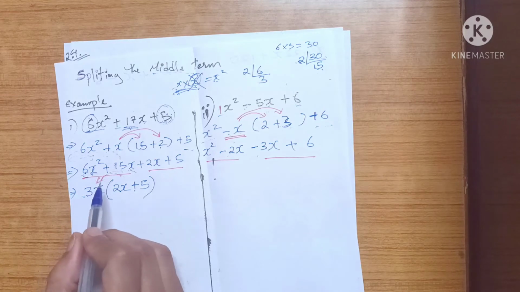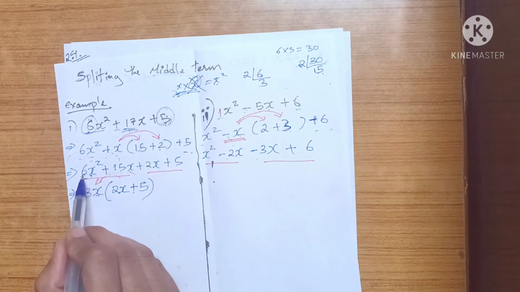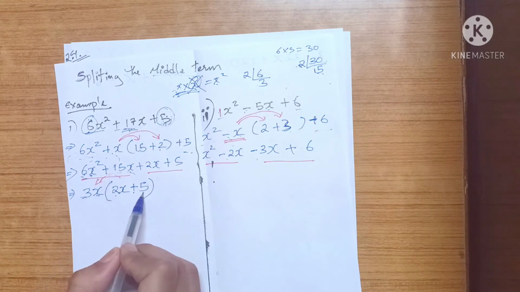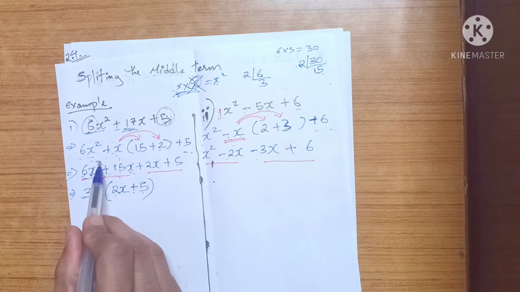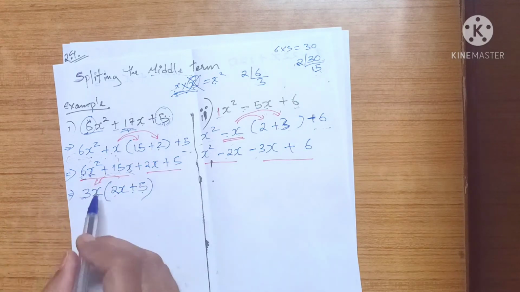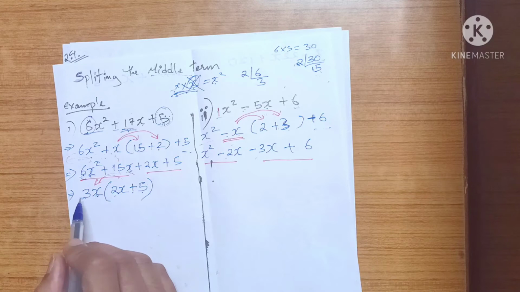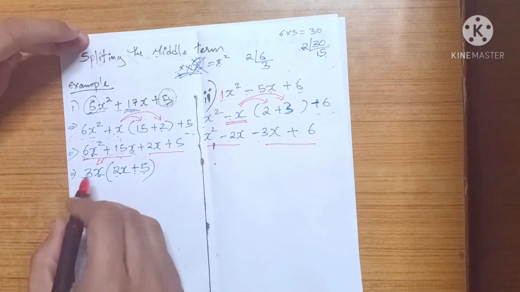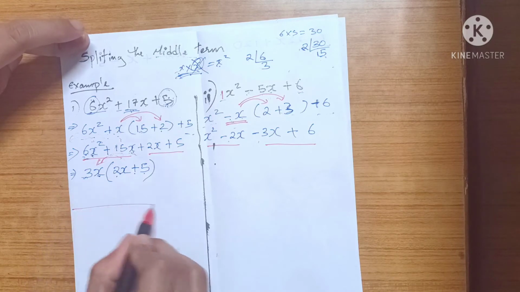So let me repeat that again. 6 divided by 3 is 2. 15 divided by 3 is 5. There was 2x here and there was 1x here. These two x's together, I took it out. So it's like this. When I open the bracket, this part don't write, okay? This part is just an example part, okay?